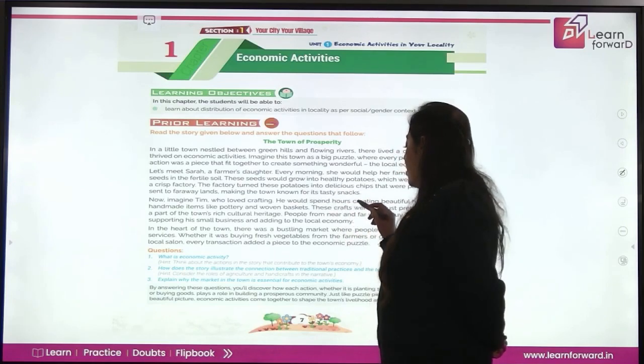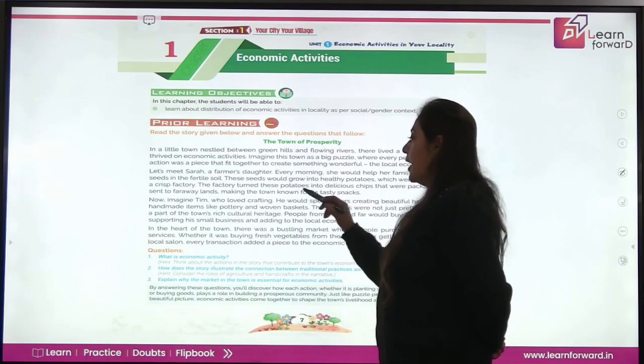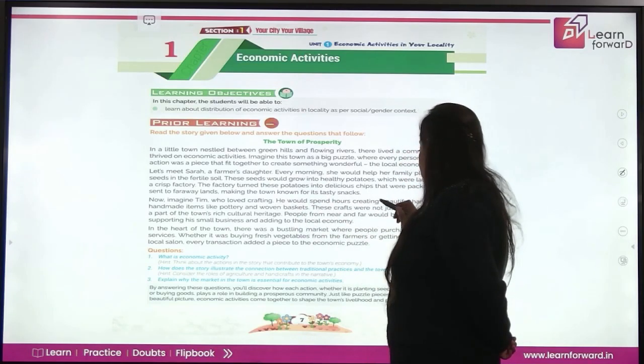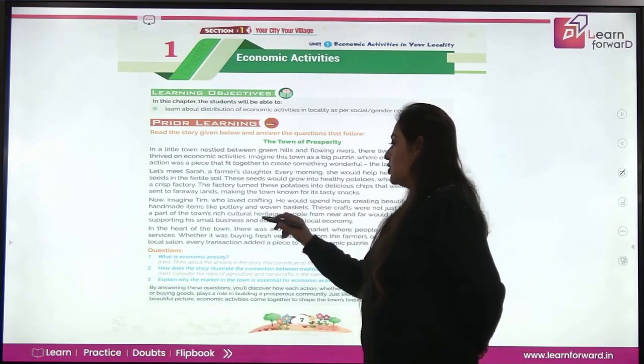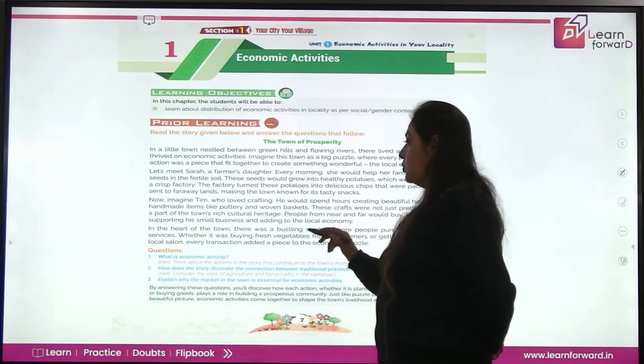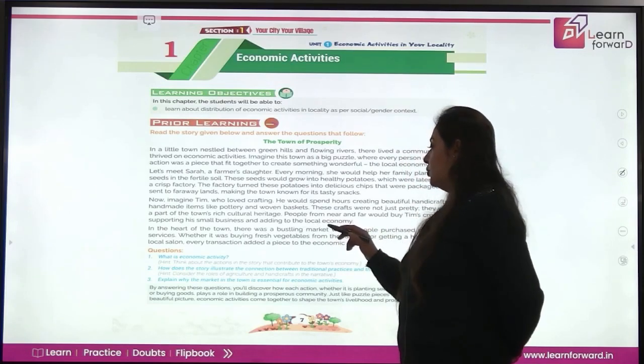Now, imagine Tim, who loved crafting. He would spend hours creating beautiful handicrafts, handmade items like pottery and woven baskets. Now, these crafts were not just pretty, they were a part of the town's rich cultural heritage. People from far and near would buy Tim's creations, supporting his small business and adding to the local economy.